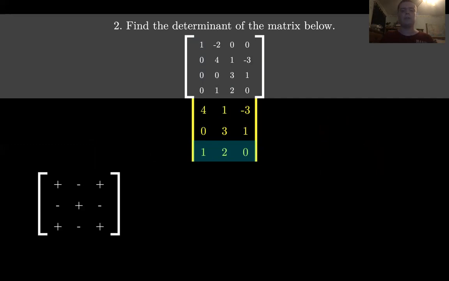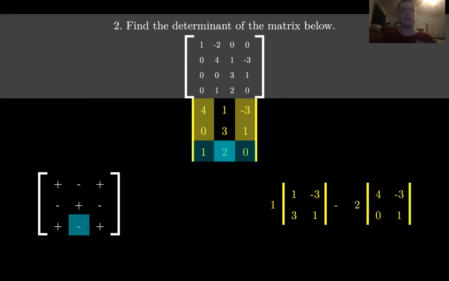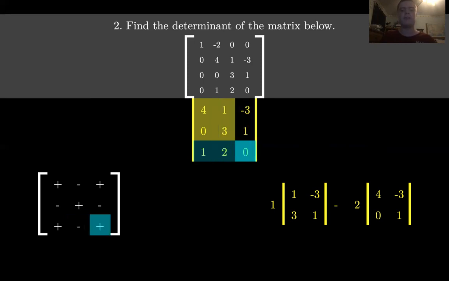This time we're going to do Laplace expansion on the third row. So in order to do that, we'll first do the first element of that third row, which is a 1. Its cofactor, as you can see, is a plus, so we just do 1 times the determinant of 1, negative 3, 3, 1. Then we move on to the 2. This time we have a cofactor of minus, so we need to have a minus, not a plus, in this expansion. So we do minus 2 times the determinant of the minor, which is 4, negative 3, 0, 1. Then the last element is a 0, so that doesn't matter.